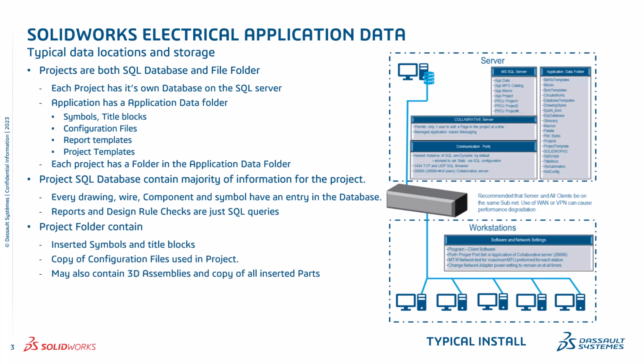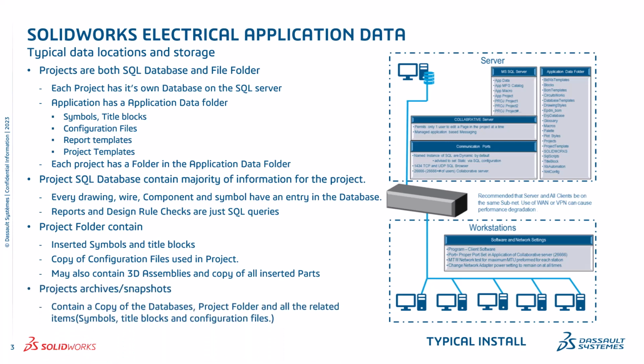The project folder contains all of the inserted symbols, the title blocks, copies of the configuration files used, and a copy of the reports, all that type of stuff. It may also contain the 3D assemblies and copies of all the inserted parts if your settings are set that way. So they can get large and they contain all the other additional information. All right, so that's kind of the basic rundown. Now, there is one other thing too that you can get, which is project archives and snapshots. They contain a copy of the database and the project folder and all the related items such as the symbols, the title blocks, and configuration files.